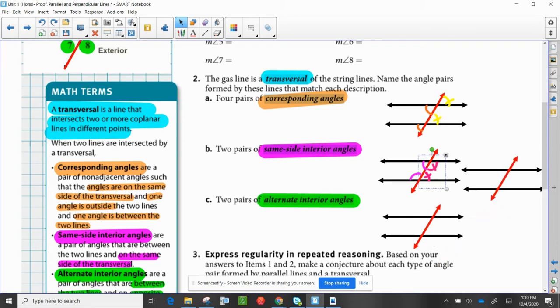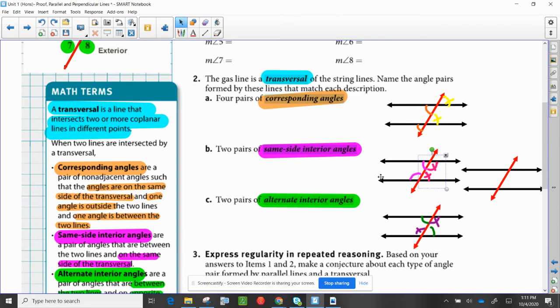Okay. Alternate interior angles mean that they are interior, so they're going to be inside, between your parallel lines. And then they're alternating, meaning they're going to be on opposite sides of the transversal. So here is an example of some alternate interior angles, like this angle here and this angle. Okay, similarly, we can look at the other side too. Those angles would also be same side interior.